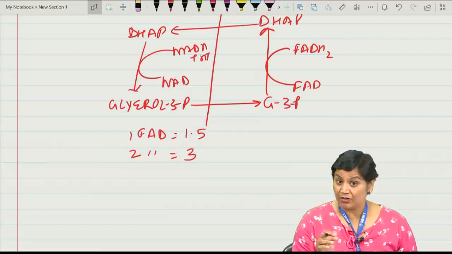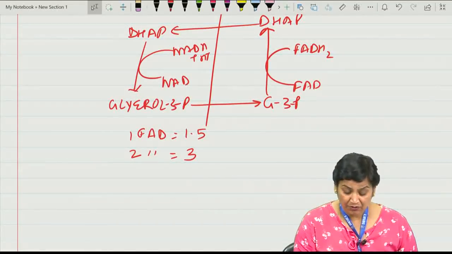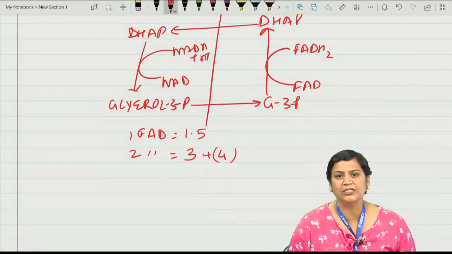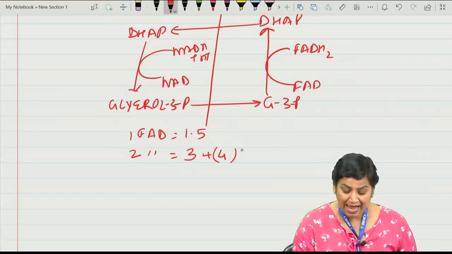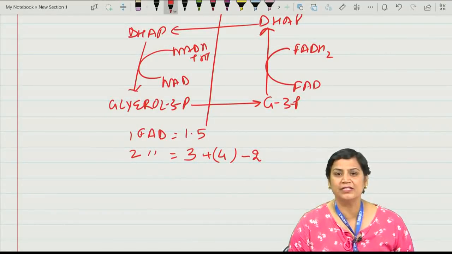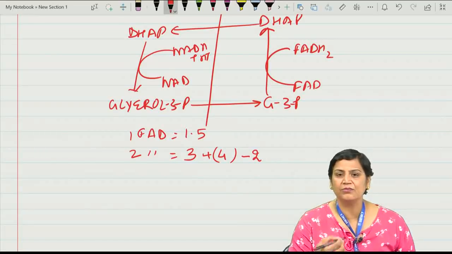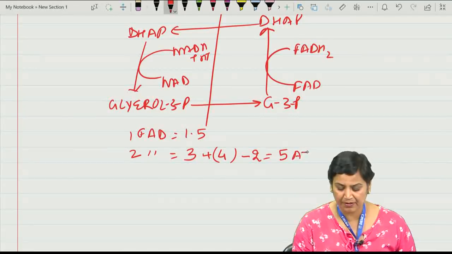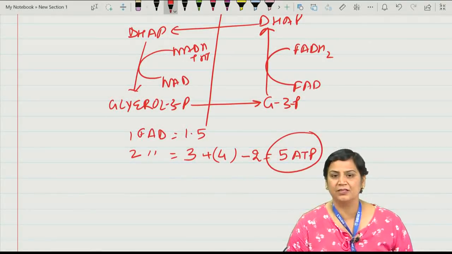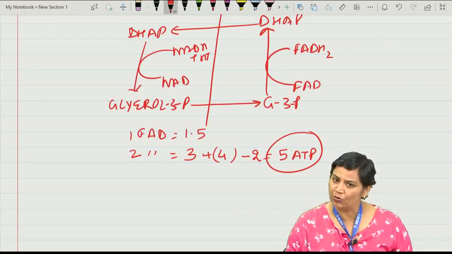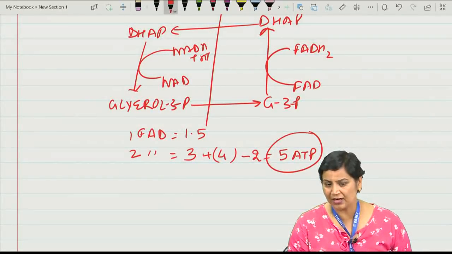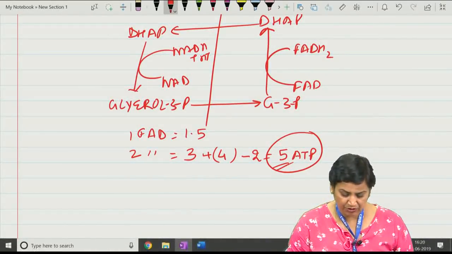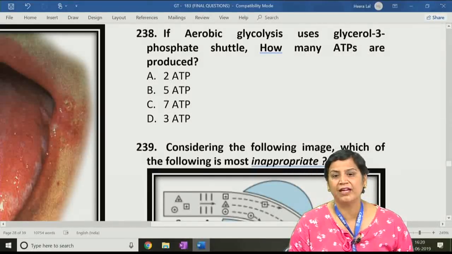Plus, because it is coming from glycolysis, 4 ATP molecules are produced during substrate level phosphorylation and 2 are being consumed in the first and third step. So the net energetics will be 4 plus 3, 7, minus 2, that means 5 ATP. And that is exactly what happens. Aerobic respiration, which requires the glycerol phosphate shuttle, will generate 5 ATP molecules. So the answer to this question would be B, 5 ATP.